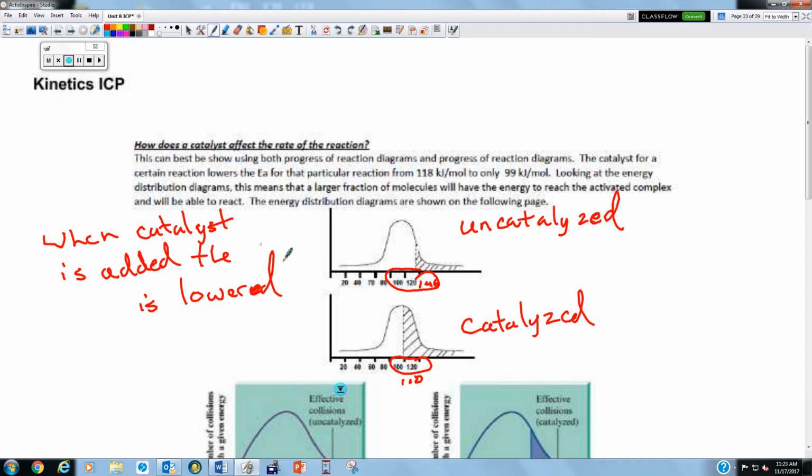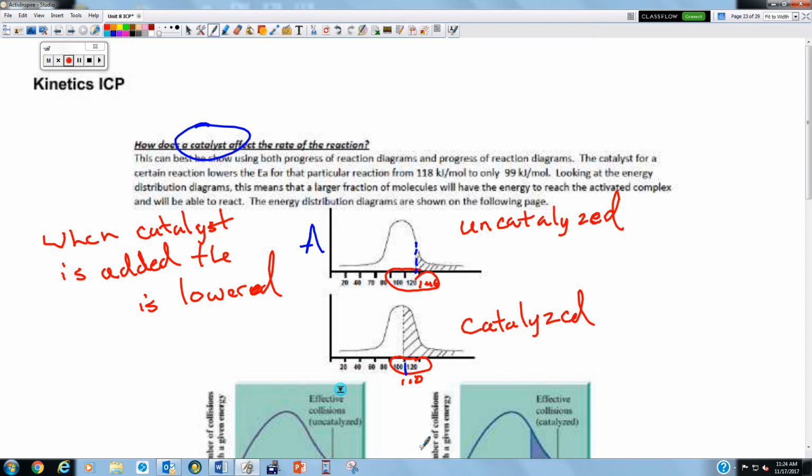In this one, we are dealing with a catalyst. How does the catalyst affect the reaction? In graph A, the top graph, we have an uncatalyzed reaction, so no catalyst present. Notice in this one, the activation energy is right here. We have the same curve, same number of molecules. Our activation energy is somewhere around here at 140. And then down here on this one, our activation energy ends up being somewhere around 110.